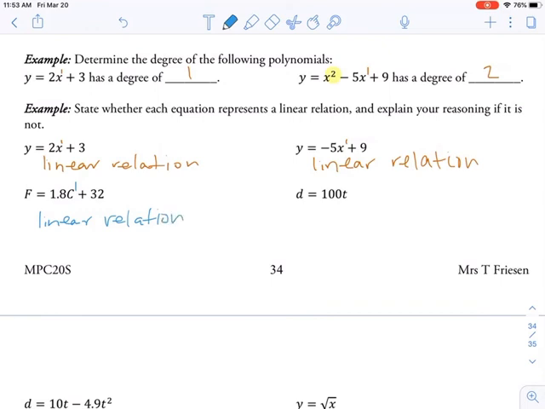Okay, and then same thing with d equals 100 times t. We see that little exponent of 1 on t. It's a secret, and you don't have to write it if you don't want to, but it does make this also a linear relation.